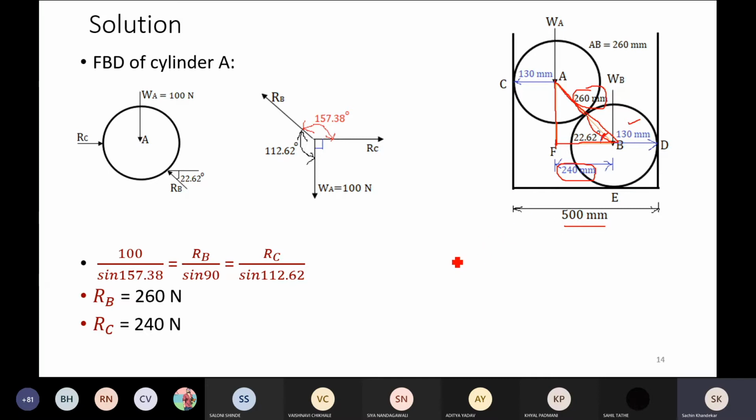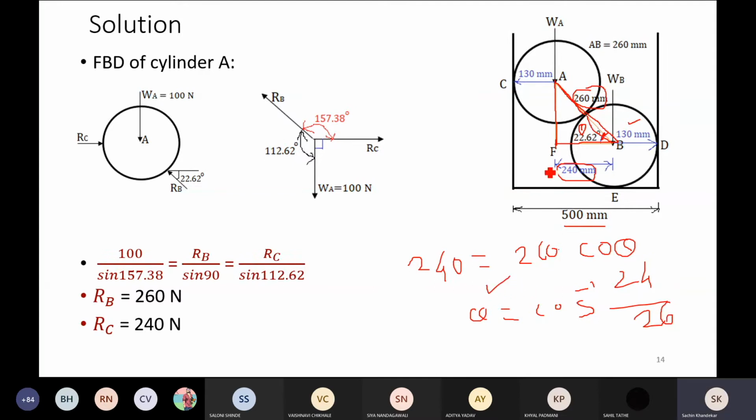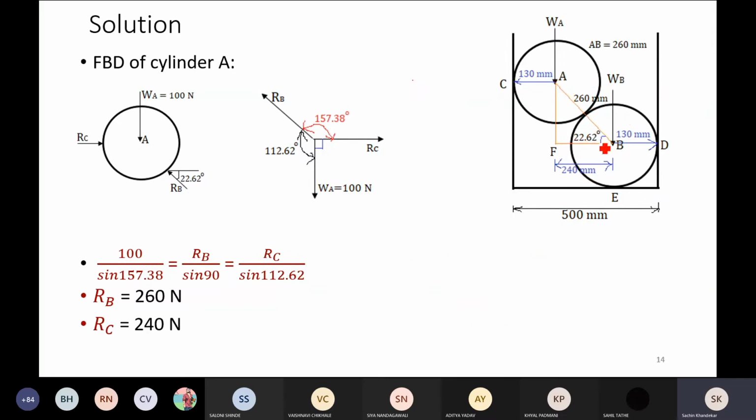Correct? Yes. Right? It is a very simple calculation. Fine. That means this 240 is equal to 260 into cos of theta, if I consider angle B as theta. So theta is equal to cos inverse of 24 divided by 26, right, and hence we can compute the value of theta. So theta is 22.62 degrees, right? And this, as I already told you, fine.